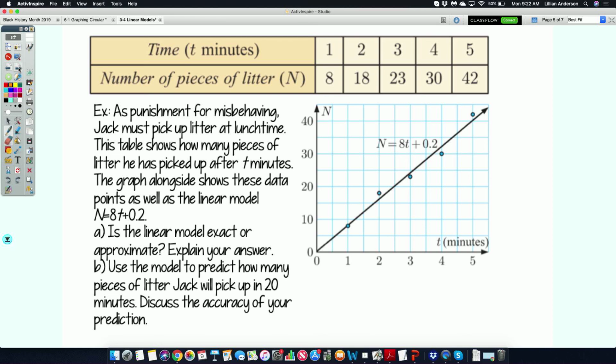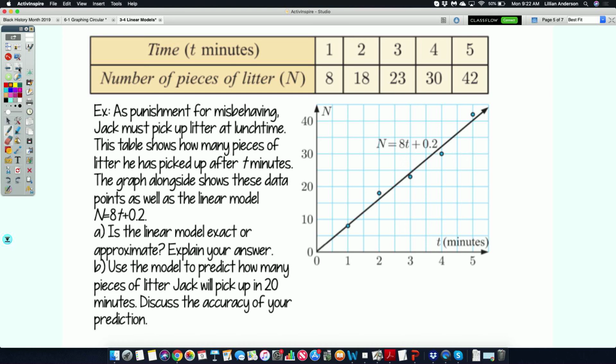Now let's look at this. This is what happens when a model is not exact. As you can see, the line doesn't actually go exactly through the points. It's like the points are close to that line. As punishment for misbehaving, Jack is picking up litter at lunchtime. This table shows how many pieces of litter he's picked up after T minutes, and the graph alongside shows these data points as well as the linear model N equals 8T plus 0.2.